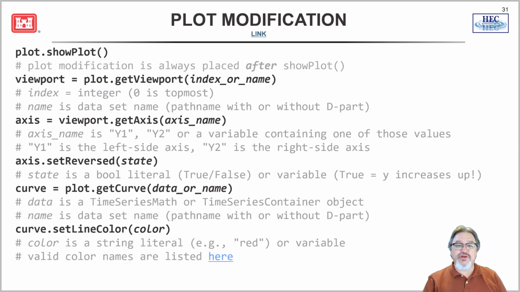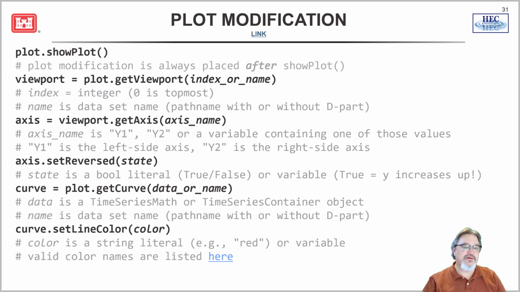Now, on get curve, instead of giving it the name, you can give it an actual time series container or a time series math, and it will get the name out of there. So it's pretty flexible. You can give it the data, or you can give it the name, and it will return you the curve that represents that data on the plot. Then you can go and set things about that curve. So you can set its line color. You can set its line style.